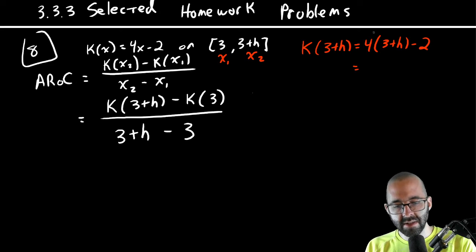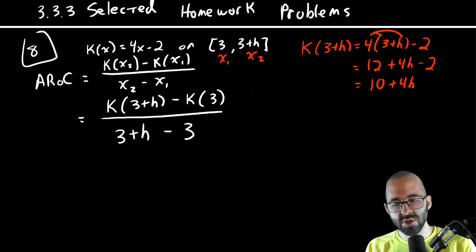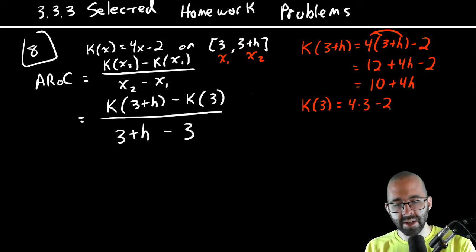Let's simplify this. Distribute. 4 times 3 is 12. 4 times h is 4h. And we have the minus 2. Combine like terms. 12 minus 2 is 10, plus 4h. We also have to figure out what is the value of this function when the input is equal to 3. So again, go over to the function, replace all the x's with 3's. 4 times 3 minus 2 is 12 minus 2, which is just 10.